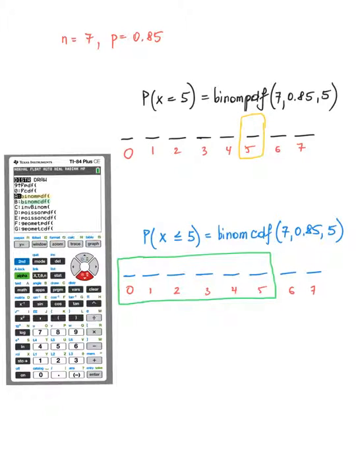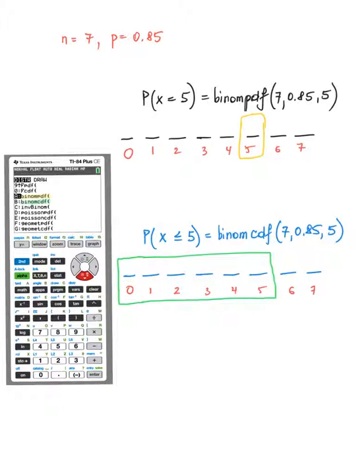If I want to find probability of x being less than or equal to 5, it means I'm looking at a combined probability of having 0 successes, 1, 2, 3, 4, up to 5 successes. And binomial CDF is the function that will do that for me, using same parameters, 7 trials, 0.85 as probability of success, and x equals 5. But the difference between them is that binomial CDF adds up all of these probabilities and gives me the total.